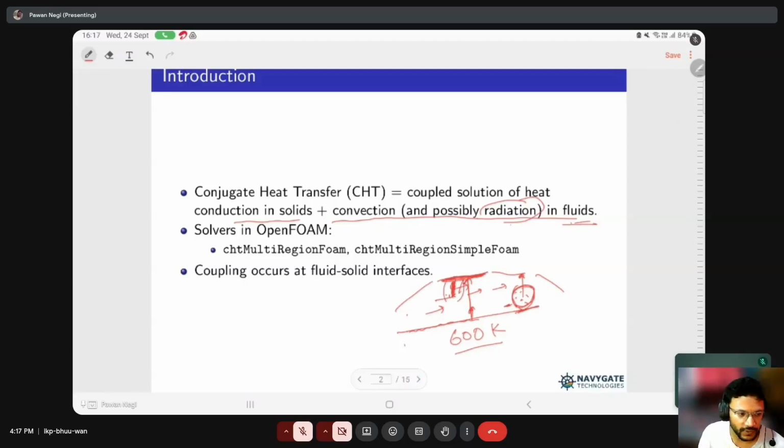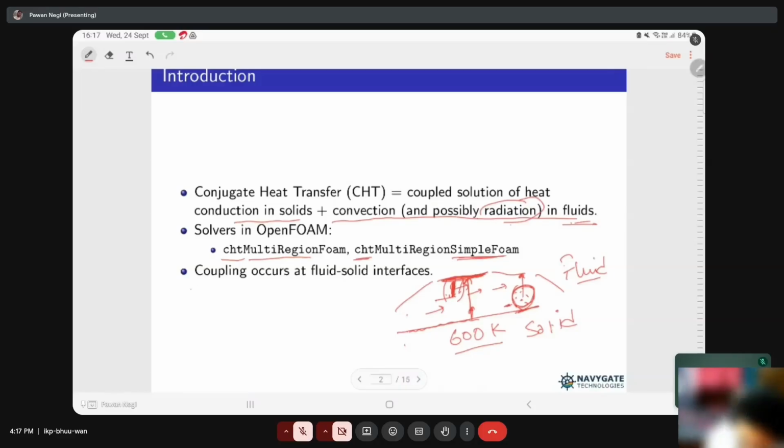There are various solvers in OpenFOAM. Some of them are conjugate heat transfer multi-region foam. Clearly there are multiple regions, one is solid and another is fluid, and another with the same name but with simple foam is for steady state flows. You have to really know whether your particular simulation that you are currently doing is steady state or not.